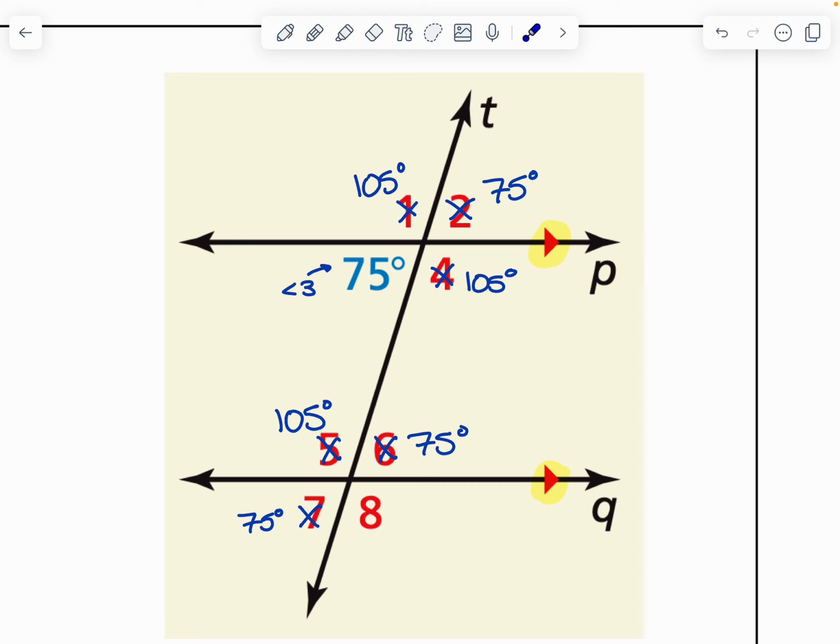So I think I want to say it was 5 different reasons why we could have said that that was 75 degrees. Then the last one that we have, 105 degrees. Pick any reason you like. There's many there. Vertical angles, linear pair, corresponding angles, consecutive exterior angles, alternate exterior angles, bunch of different options.